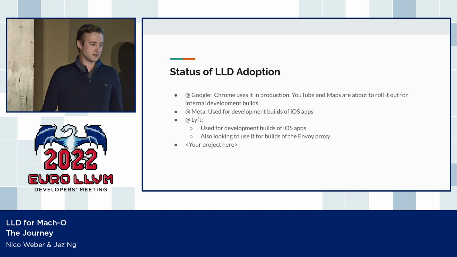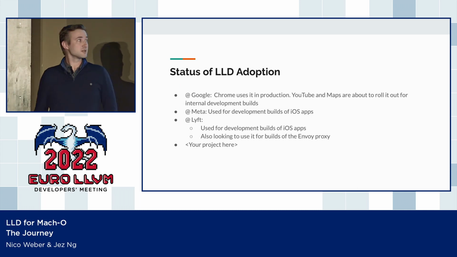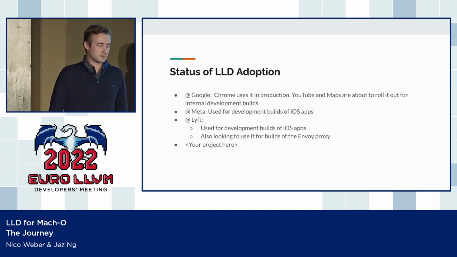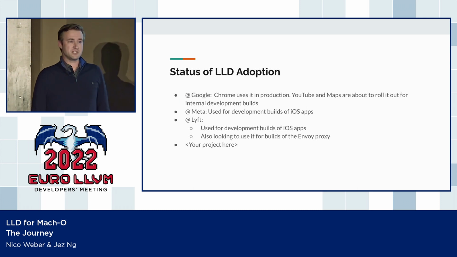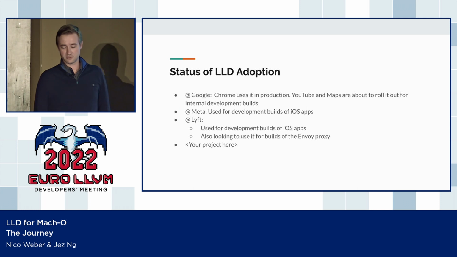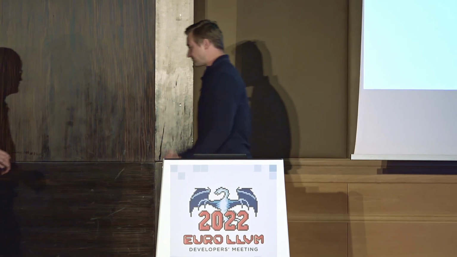So we use this in Chrome at Google. We're about to use it for YouTube and Maps for iOS for development builds. Then Meta uses it for development builds on iOS. Lyft uses it. And if you build any larger binaries for iOS or macOS, maybe you're interested in looking at it too. And with this, I'll hand it over to Jez.